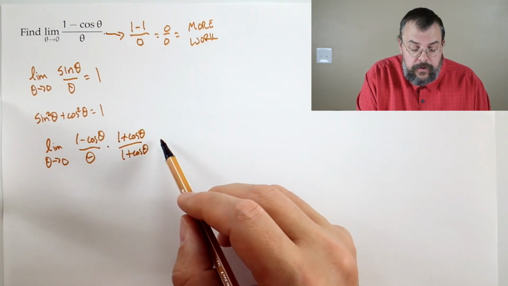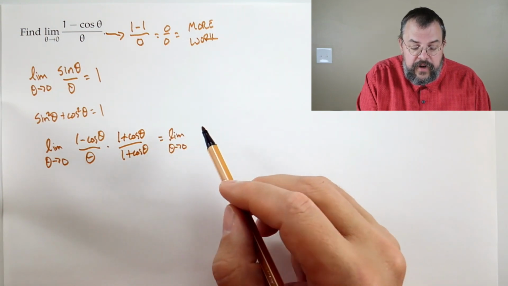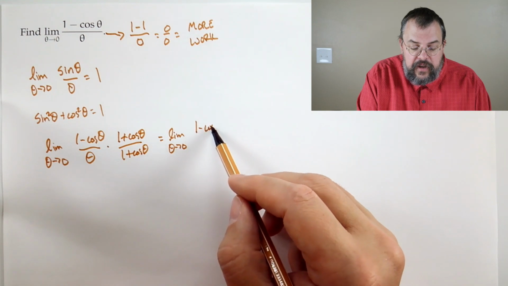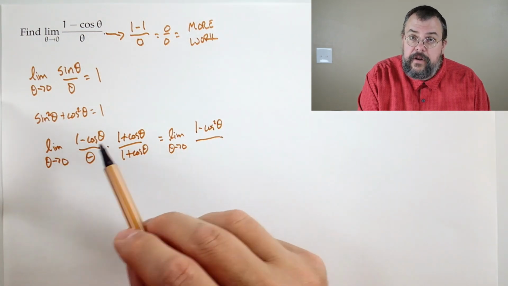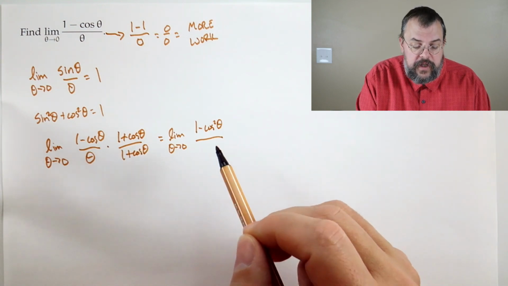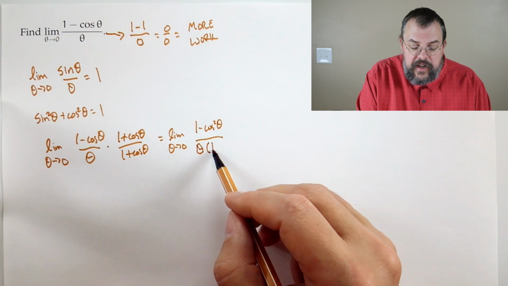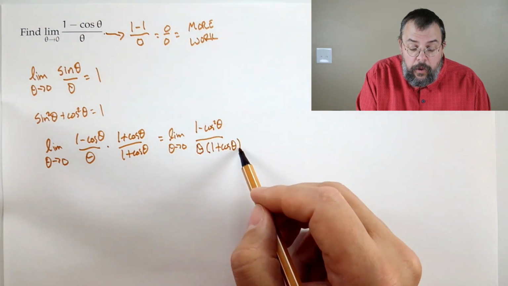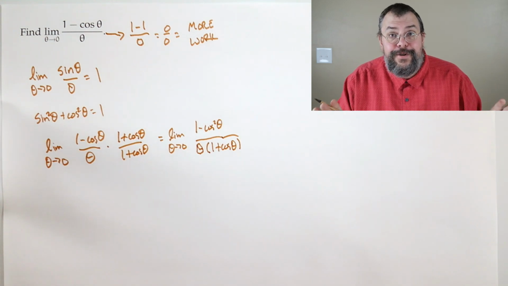Now, if we do that, what do we end up with? Well, we get the limit as theta goes to 0, upstairs, 1 minus cosine squared theta, because we spanned it out, a squared minus b squared. Downstairs, we are not going to expand. So we leave it as theta times 1 plus cosine theta. We only expand where it's helpful. If it's not helpful, we don't do it.